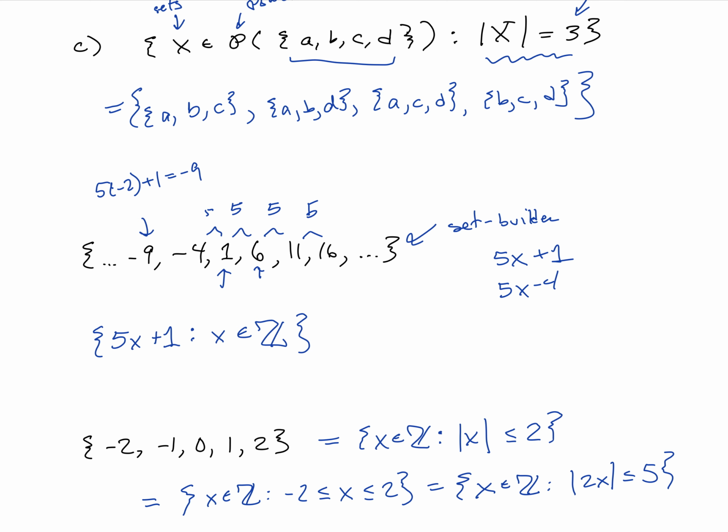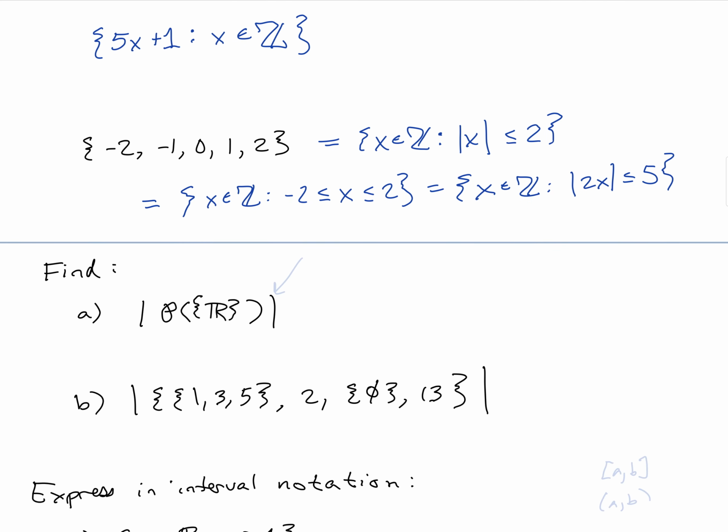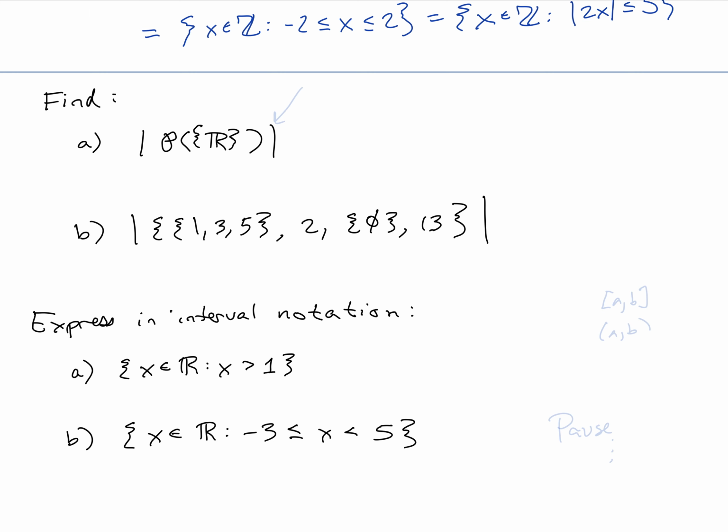Here's another set of practice problems to try. So for the first two, find the cardinalities of those sets. Remember that these vertical bars denote cardinality. And for the next two, express these sets in interval notation. And what I mean by that is intervals of the form (a, b) or [a, b], or half open, half closed, or whatever. So pause the video, try those out, and then we'll go through them together.